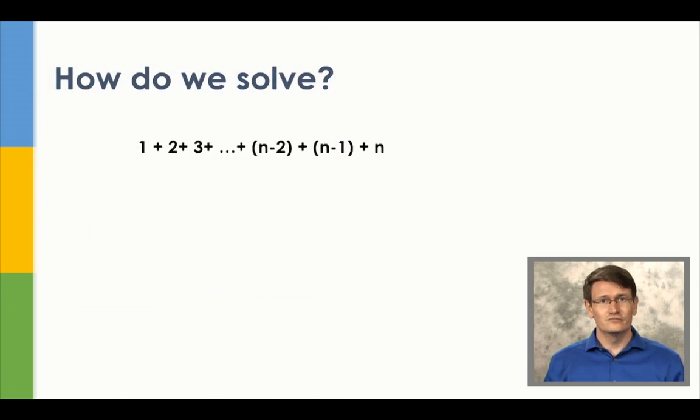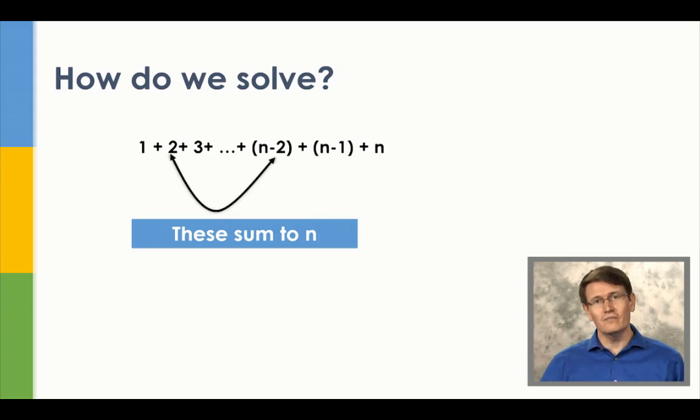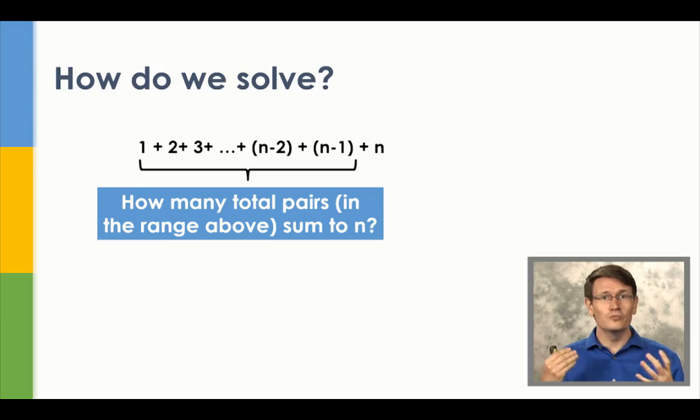So what exactly is this? Well, there's a way to solve this. And I actually want to derive the equation for this because it's not that hard to do. And the way to derive this essentially is by looking at pairings. And what I want you to see is that this pairing, 1 and n minus 1, adds up to n. Likewise, 2 and n minus 2 also add up to n. And you can keep going this way through the entire list. So what I want you to do is just take a moment and think about how many total pairs add up to n within that range.